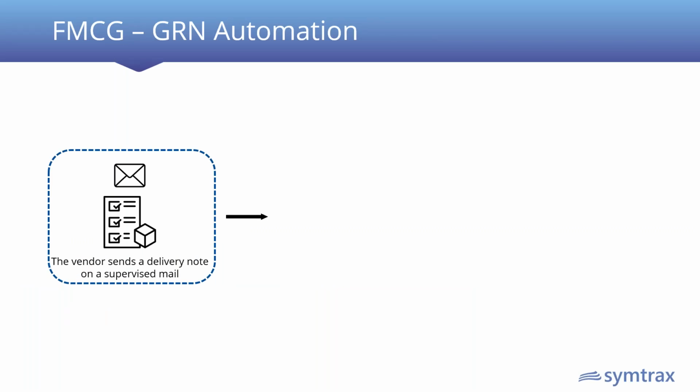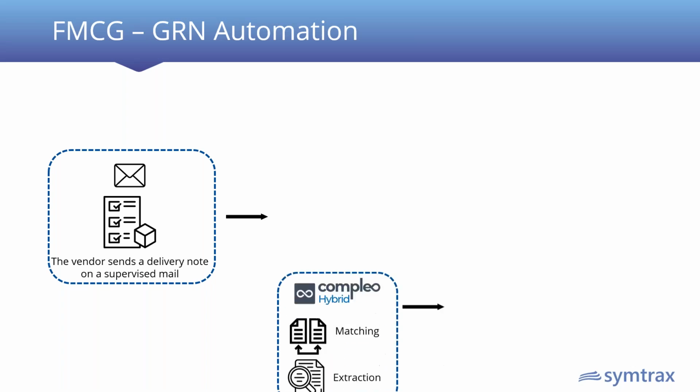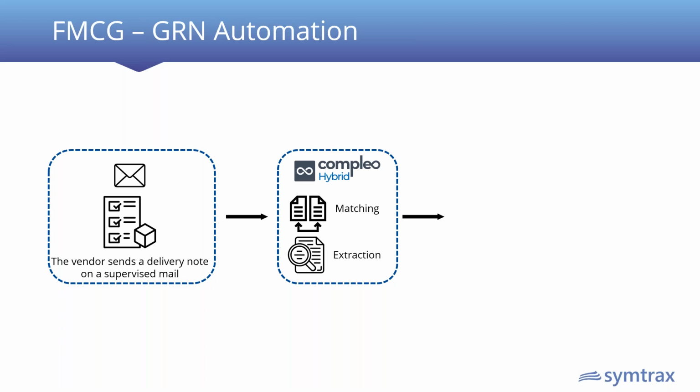What they will do is they will receive a delivery note from the seller, from their supplier, and what we'll do is that when this email address receives these documents, we will extract the documents and do some matching according to the extracted data. For example, this delivery note is for this particular PO, then we'll create a GRN out of it.